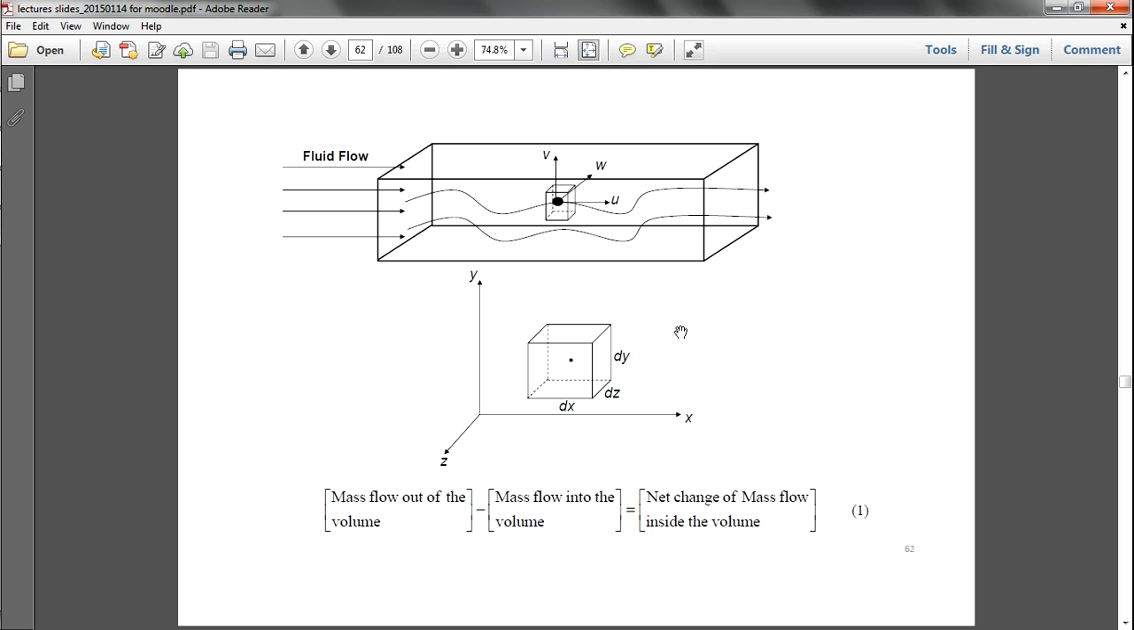They actually use thermodynamics, the first law, the conservation of energy, where the mass flow out of the volume, minus the mass flow into the volume, equals the net change of mass flow inside the volume. We'll be taking this concept. It's a very abstract concept, but in terms of equations, we're talking about the mass flow, the time, and so on and so forth, especially velocity.